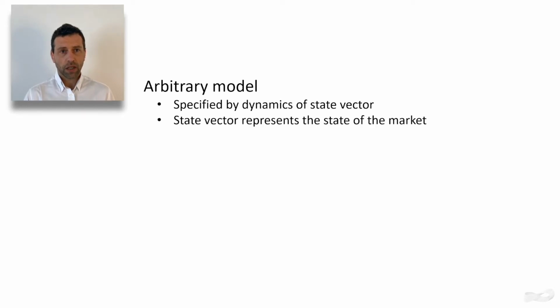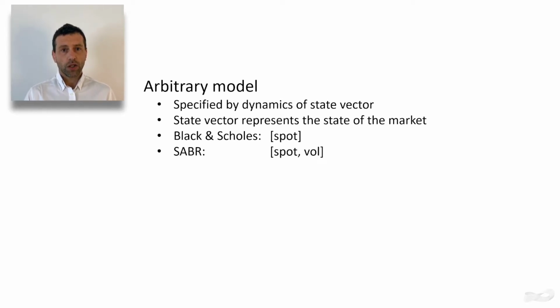The state vector represents the current state of a market. In Black-Scholes, for example, the state is the spot price of the underlying asset, and its dynamics is a geometric Brownian motion. A stochastic volatility model like SABR specifies a joint dynamics for the spot price and its volatility, so we have a two-dimensional state.